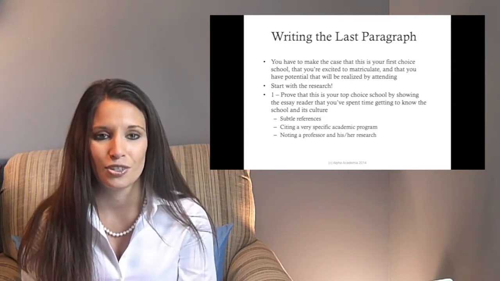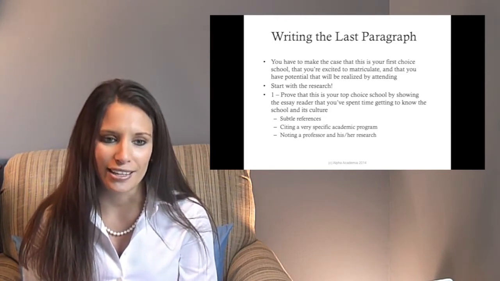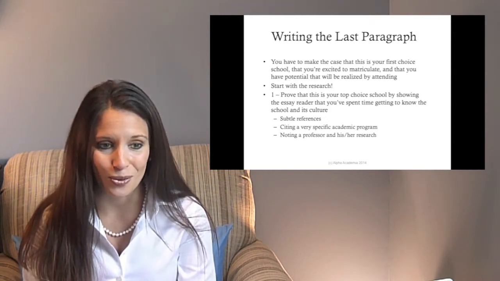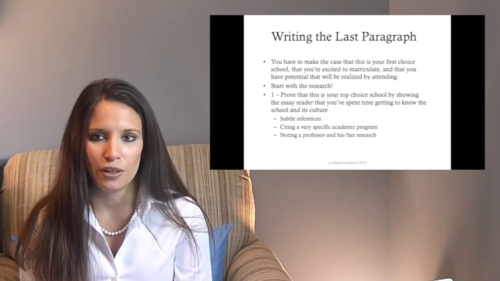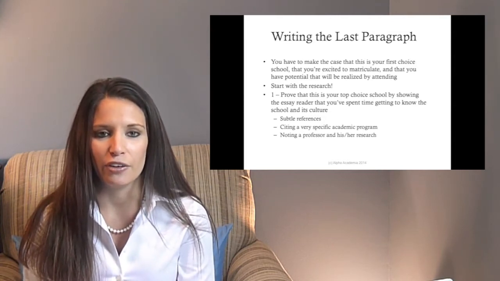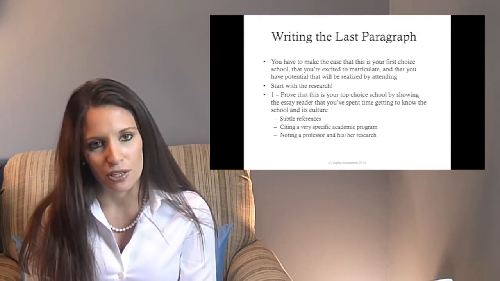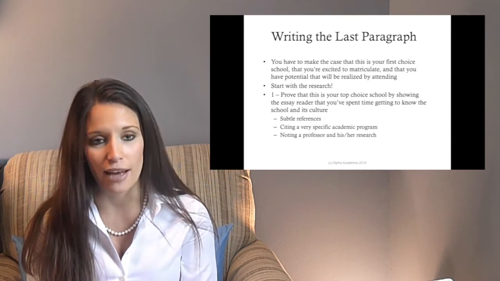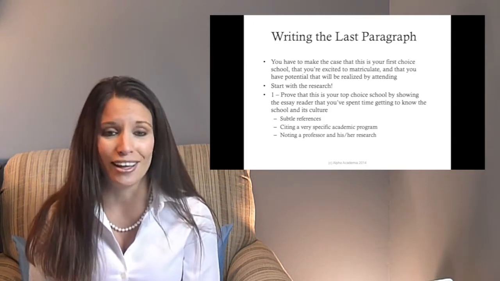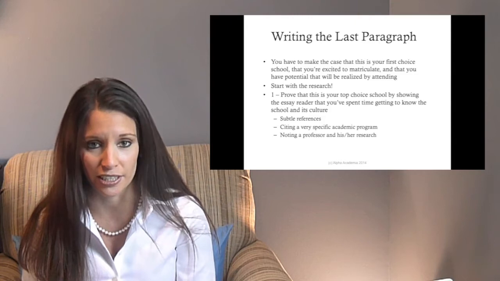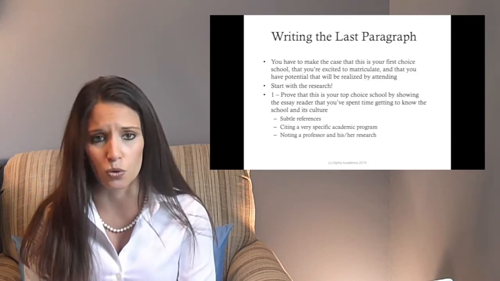Start with your research. Prove that this is your top choice by showing the essay reader that you've spent some time considering their school, getting to know the school, getting to know its culture. Use subtle references within your text to things about the school that are unique, citing either very specific academic programs, noting a professor and his or her research, or using nicknames that are associated with that school, either the mascot or a particular place on campus, a nickname for the campus. Like I went to Georgetown. It's called the Hilltop because it sits on top of a hill in Washington, D.C. Referencing the Hilltop means that you know something about this school beyond Georgetown is a really cool school.